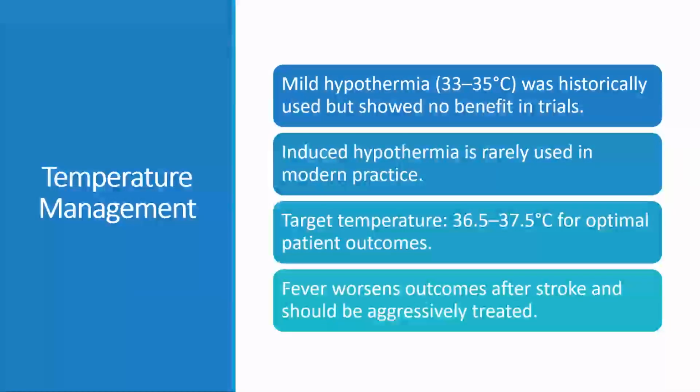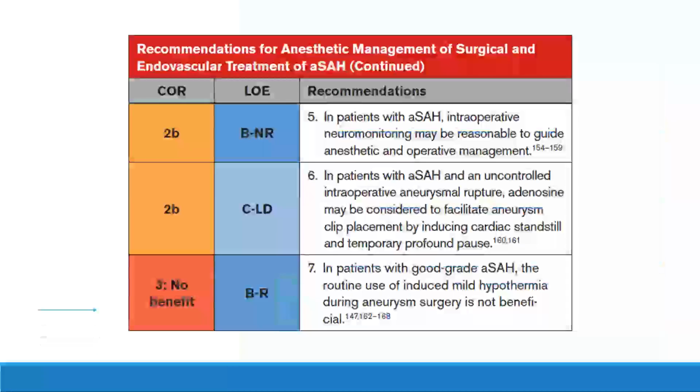Similar with temperature management, mild hypothermia was historically used but showed no benefit in the trials. Induced hypothermia is rarely used in modern practice. Target temperature is 36.5 to 37.5 for optimal patient outcomes. Fever worsens outcome after stroke and should be aggressively treated. In patient with good grade SAH, the routine use of induced hypothermia during aneurysm surgery is not beneficial. So there's no benefit proved until now to keep the patient in mild hypothermia.